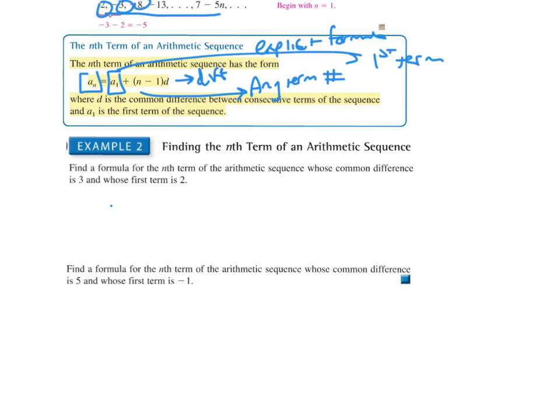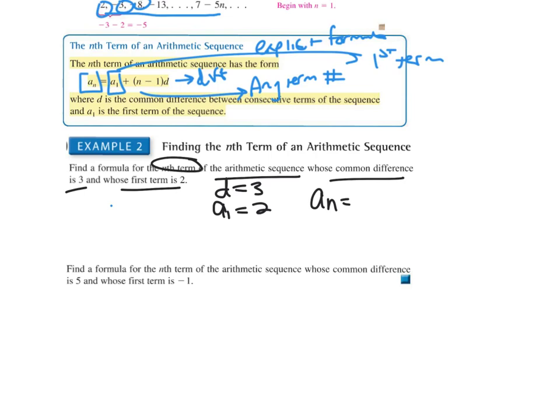They want you to find the nth term for an arithmetic sequence. They have to tell you that at the beginning, because otherwise you can't assume it, whose common difference is 3. So that means D is 3. And whose first term is 2. So that means A1 equals 2. If I use my formula, this is pretty nice because they give us all we need.